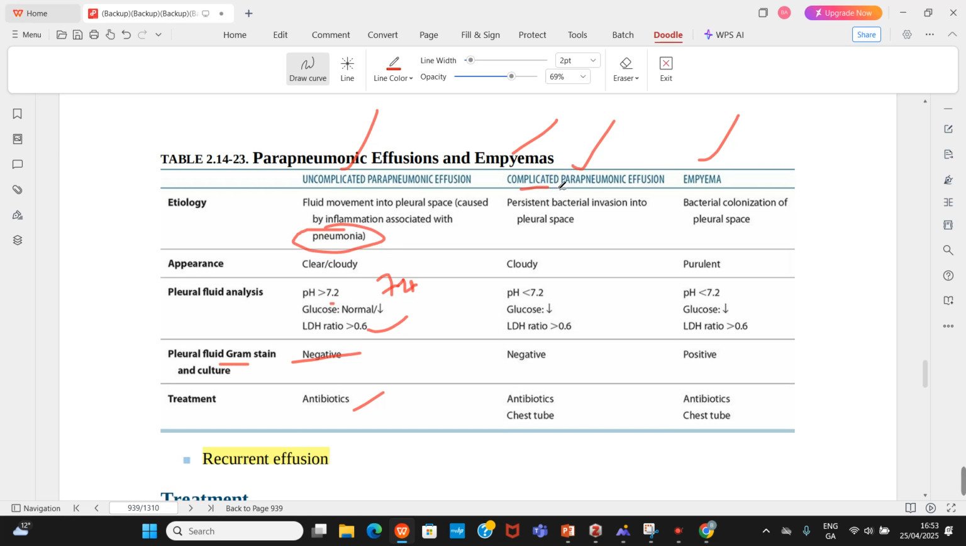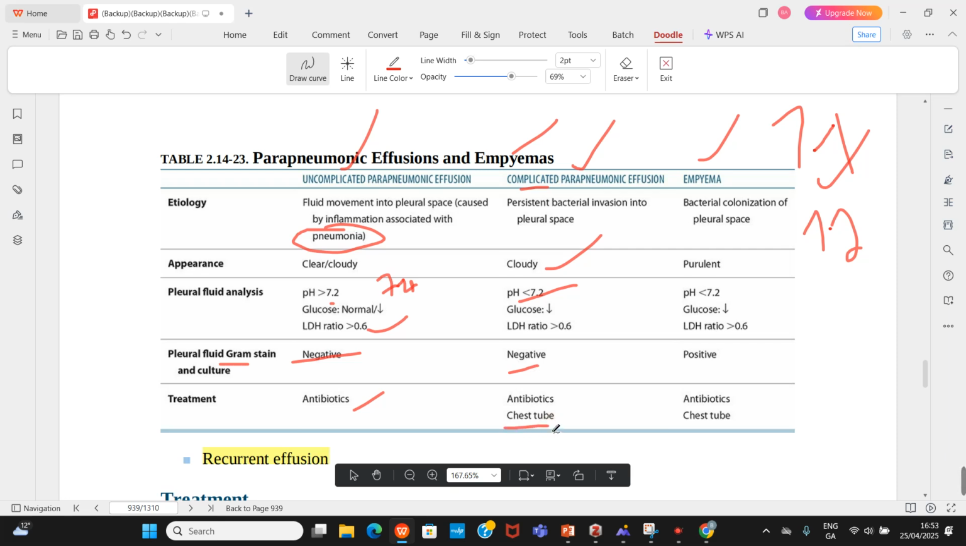For complicated, there's bacteria there, but the bacteria is not sufficient to be picked up by gram stain. Because bacteria is there, it's going to be cloudy because there's a form of inflammation happening. And the pH is going to be less than 7.2. So anytime I do pleural fluid analysis and I'm getting a pH of 7.2 or 7.1, I know that number one, this is less than 7.4, it is exudative, but it's now even less than 7.2. This is likely going to be a complicated parapneumonic effusion. Very, very important. In that kind of person, they will automatically benefit from both antibiotics and chest tube placement.